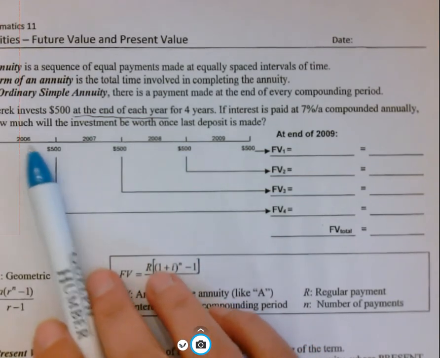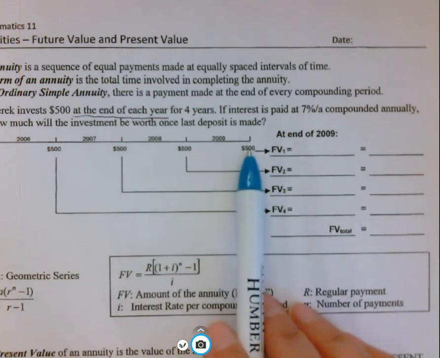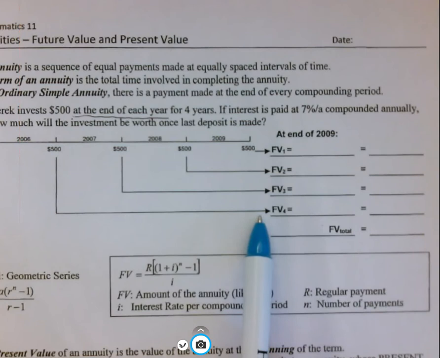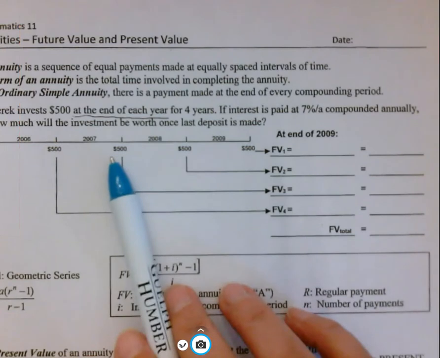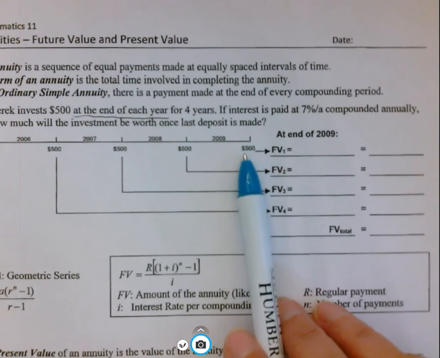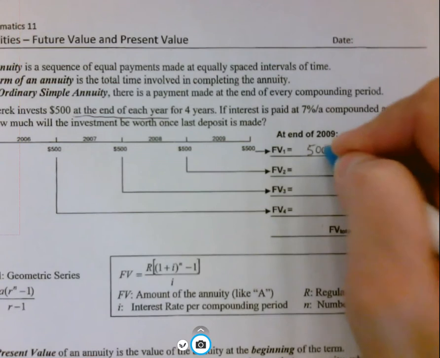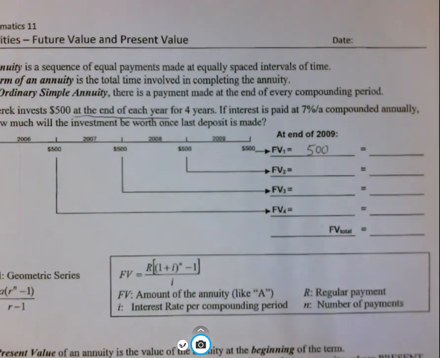So let's see. Let's say this was 2006 he started. He made a payment, a payment, a payment, and a payment. And then at the end of this 2009 year, let's see how much money he's going to have. Each of these payments has been sitting in the account earning interest. This last one was made at the end of the last compounding period, so it actually has not earned any interest at all. So the future value of this payment is $500, and that's it, because that one has not grown.